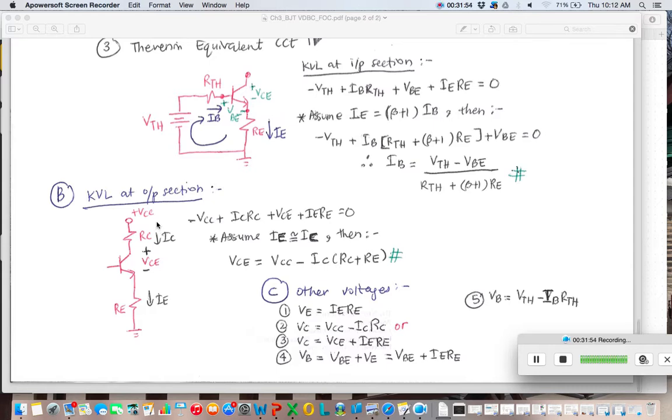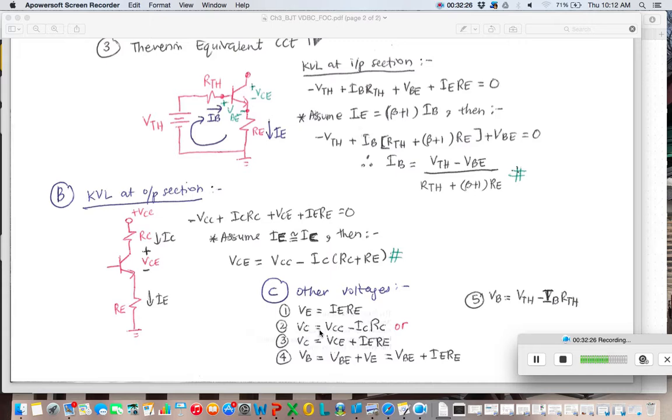At the output section, we have KVL here. Again, very easy. We have done it many times before. You need to remember the assumption that IE is approximately IC, and then you will get VCE. Meanwhile, for other voltages, for example VE, you can calculate using IE RE.